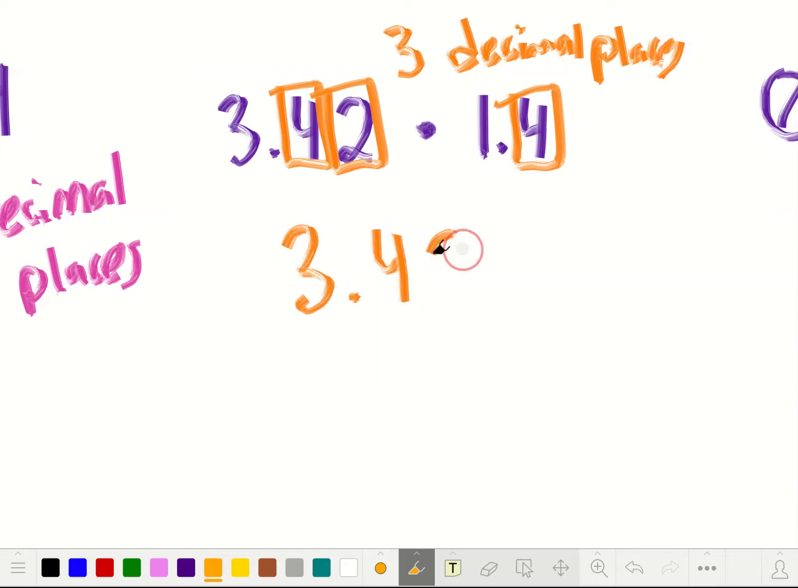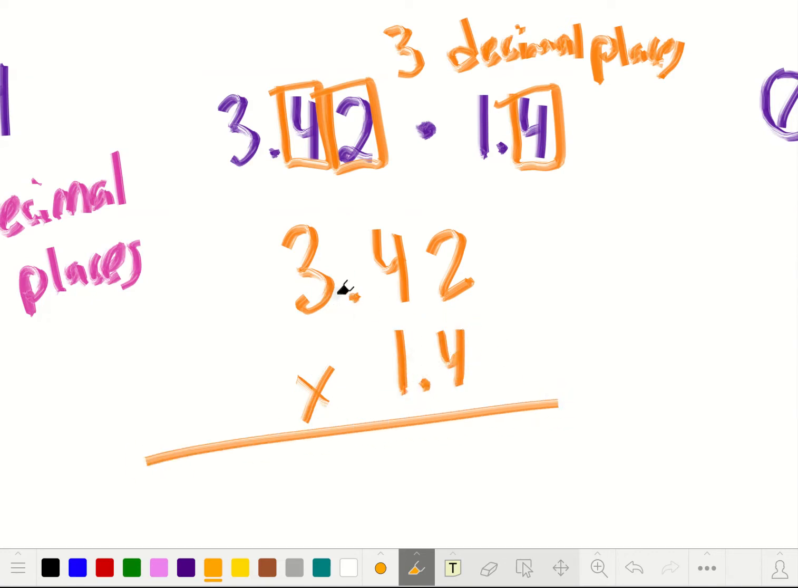3 and 42 hundredths. I'm going to multiply times 1 and 4 tenths. Notice you do not need to line up the decimal points. See that? Big major difference. We do not fill in the gaps with 0 either. So let's start multiplying. I'll have 4 times 2, which is 8. 4 times 4, 16. Regroup 1.